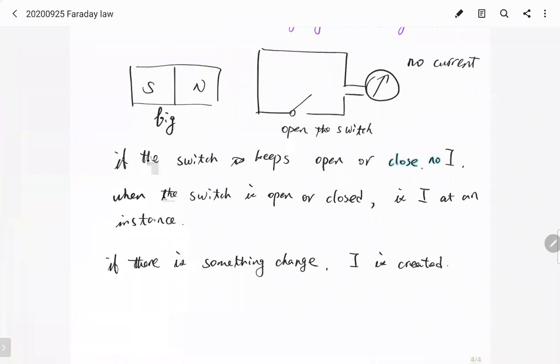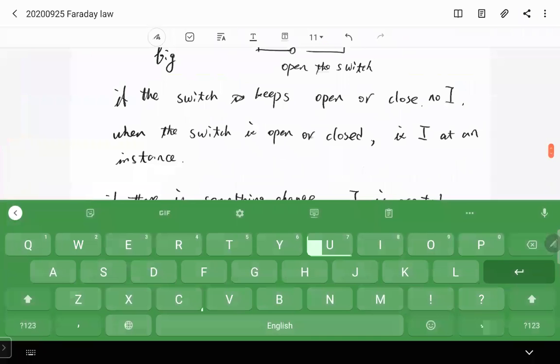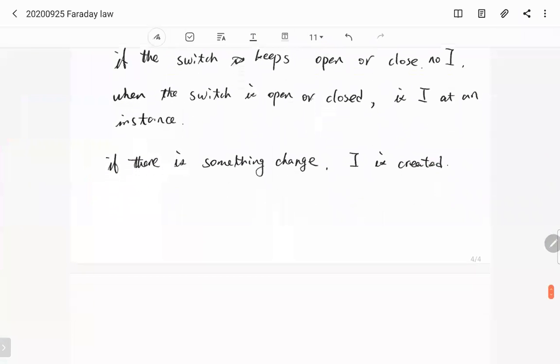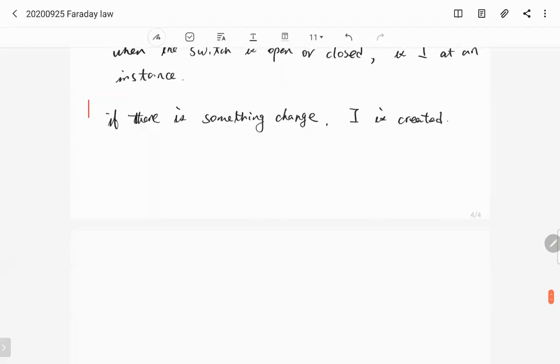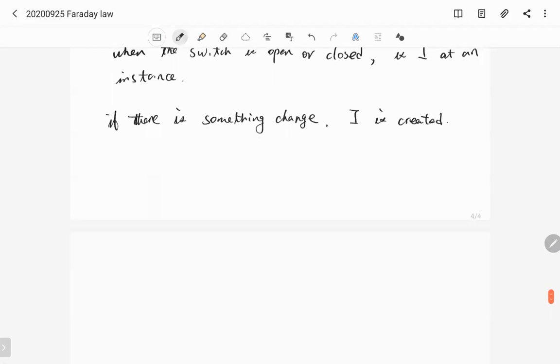Okay, so let's go back to here, and you will find that just now we have a video to show how the current is generated by moving the magnet. So there is a very important conclusion. The current is generated by something changing. At the beginning, people don't know what the something is, but they have an idea. Something should be changed, then the current is generated.